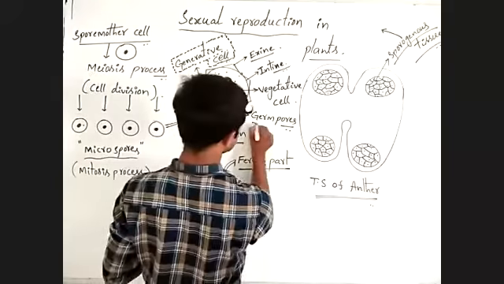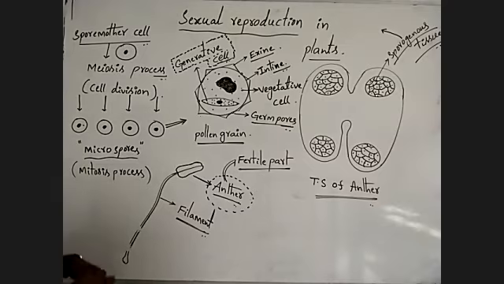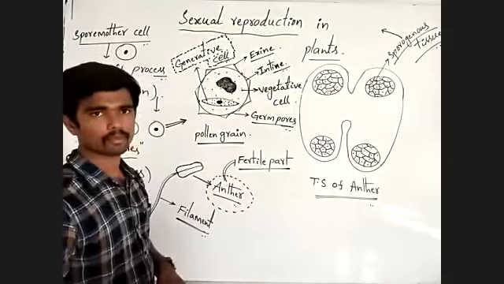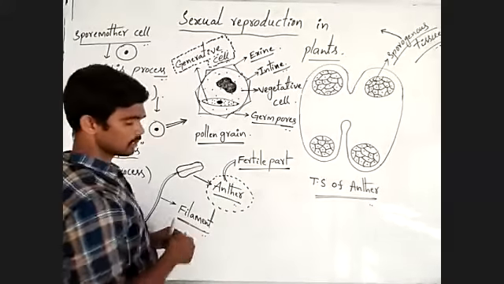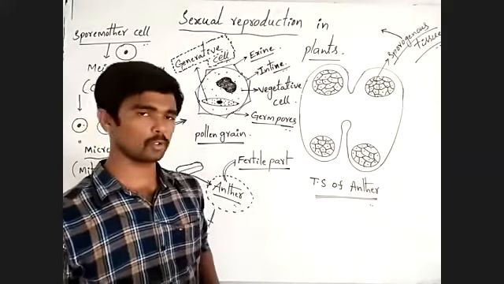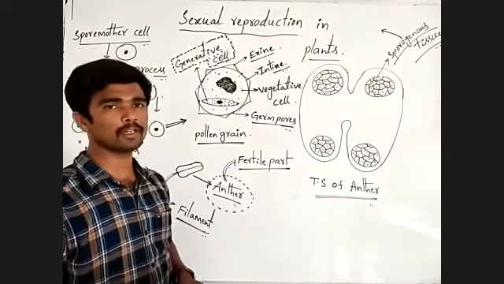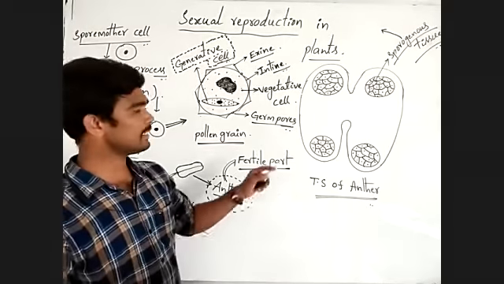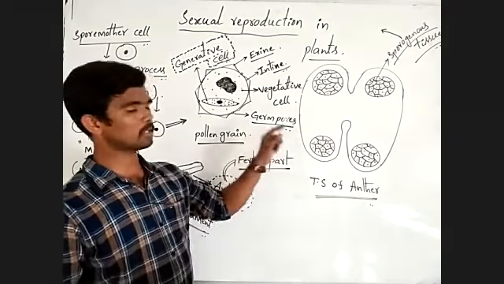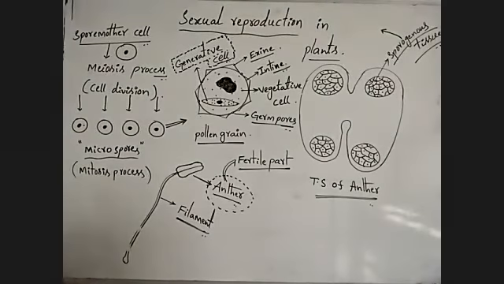What is the importance of these germ pores? During the germination of the pollen grain, the pollen tube is extended through this germ pore. Observe carefully once again.